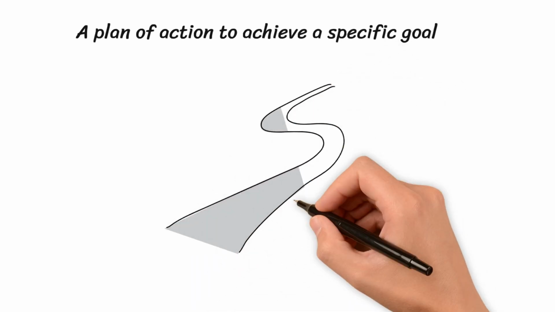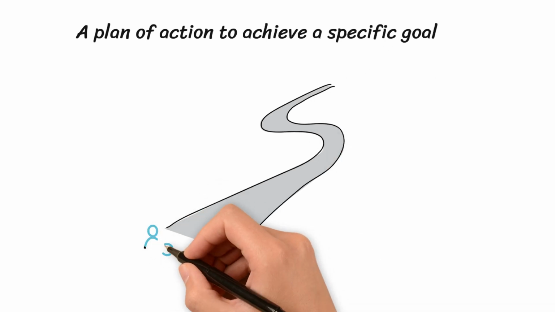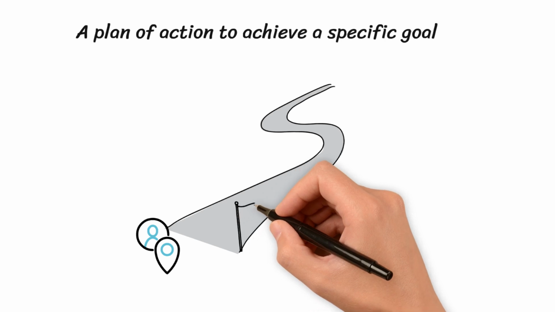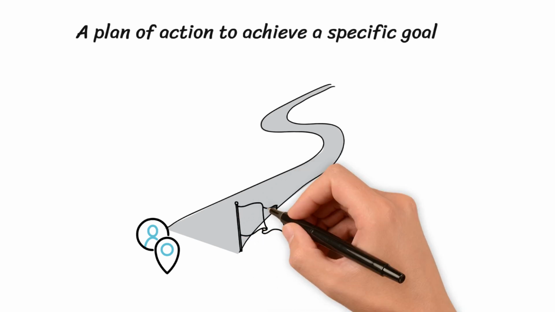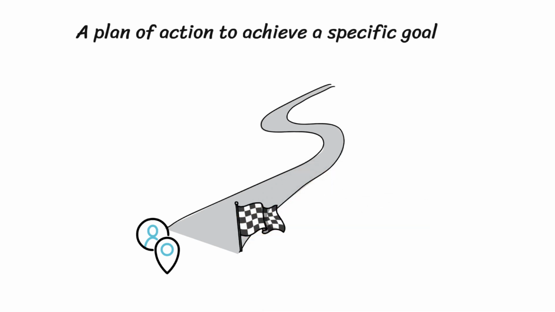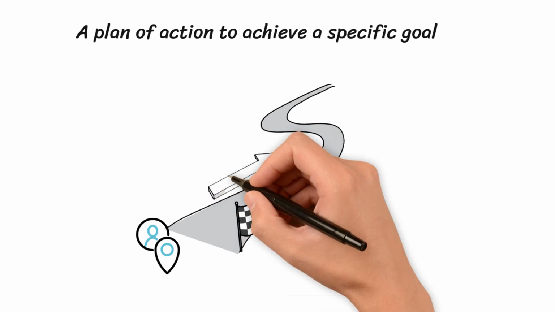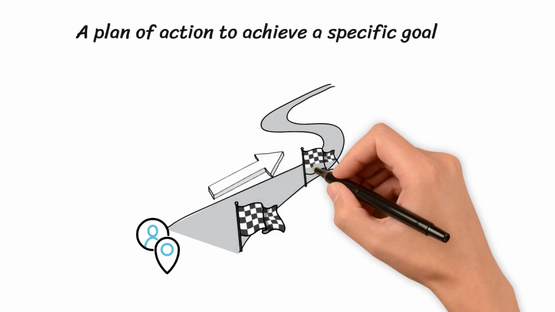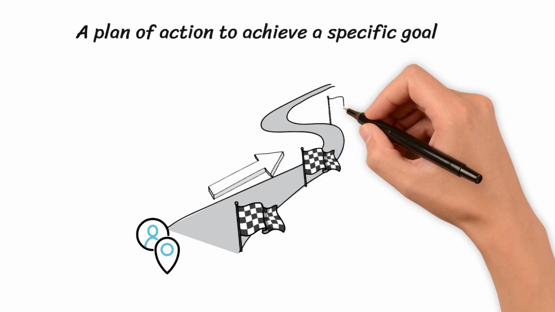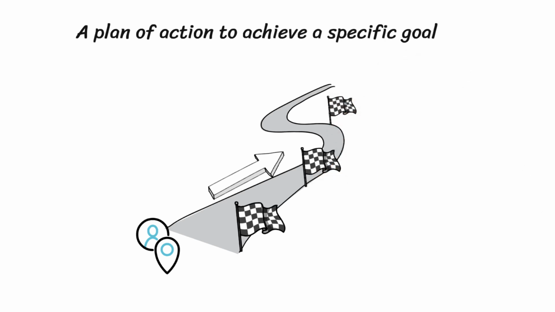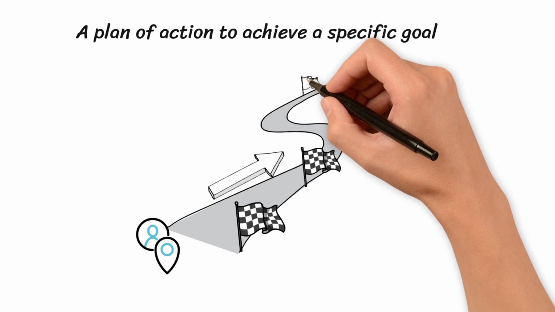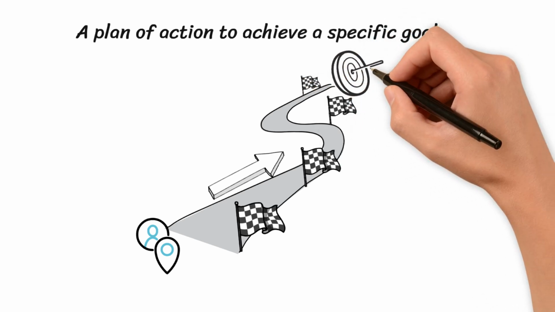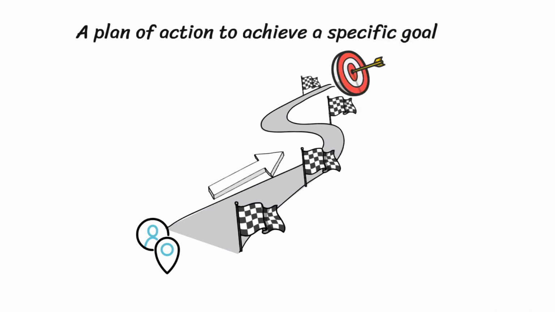Imagine this as a path. At the starting point, we have a location icon. This represents the current state of the organization, our here and now. We'll mark it with a flag to show it's where we begin our journey. From here, a bold arrow leads us down the path, pointing us in the direction we need to go. Along the way, there are flags, each marking key milestones, the important steps we'll need to take as we move forward. And at the end of this path, there's a target icon. This is the ultimate destination, the goal we're aiming to reach.